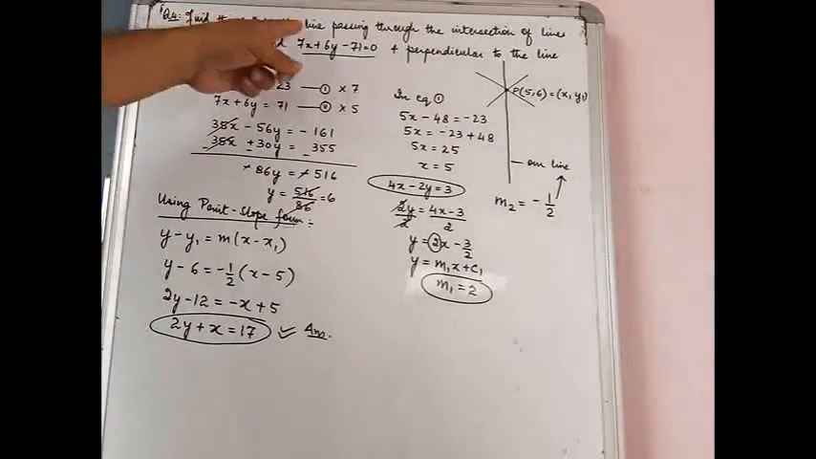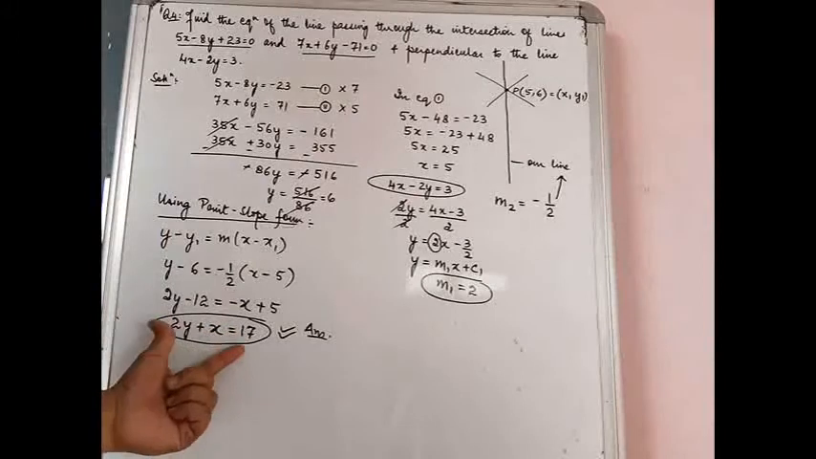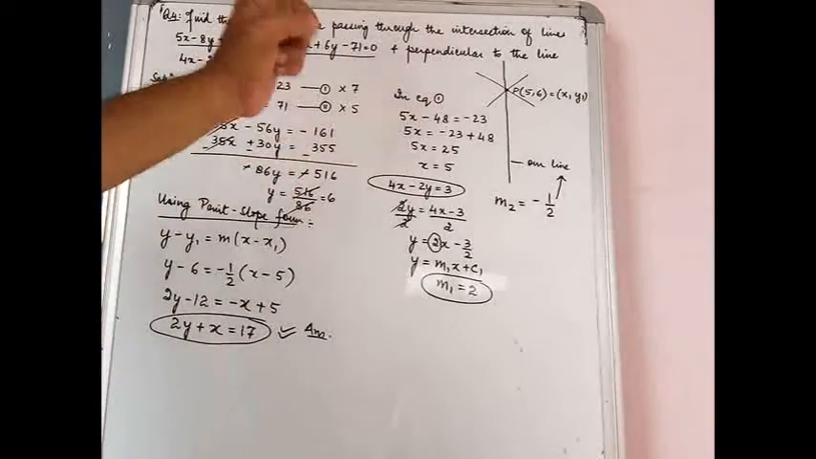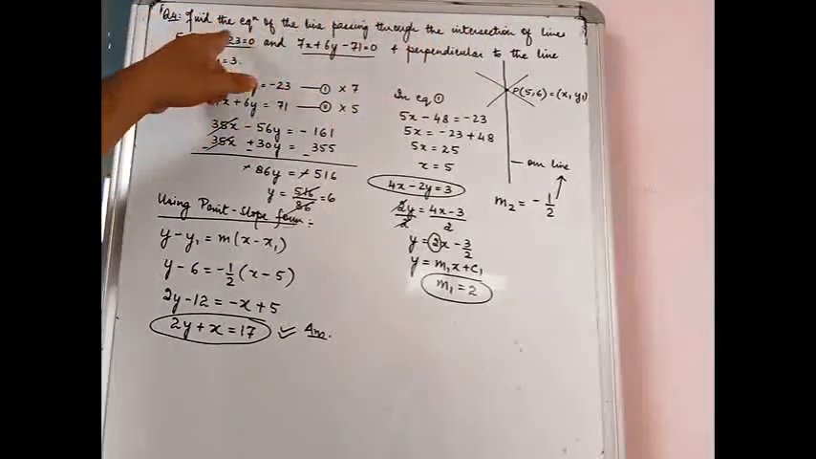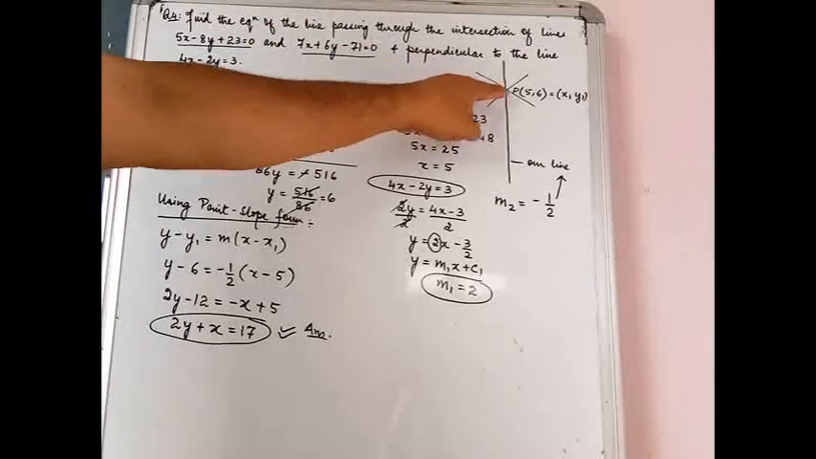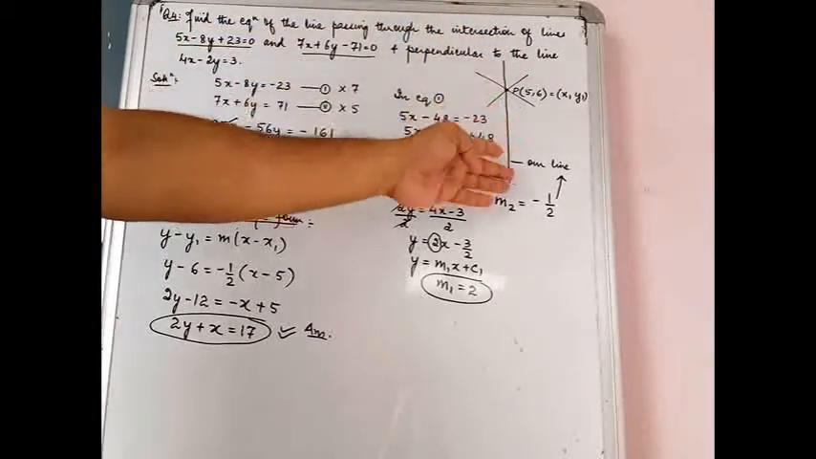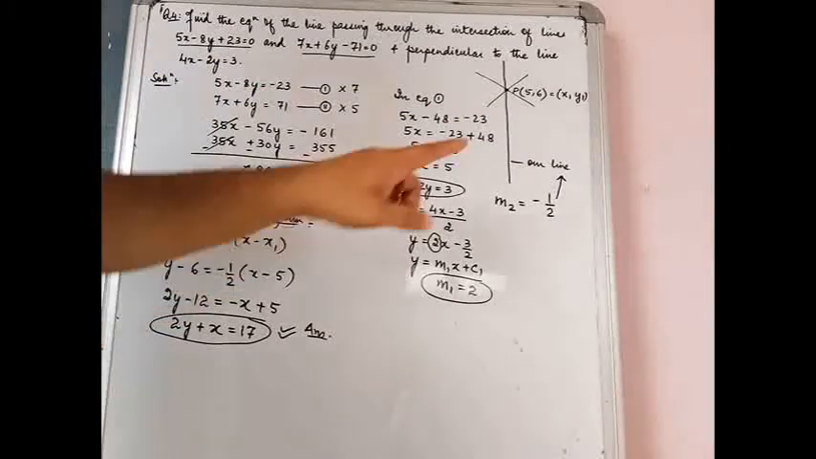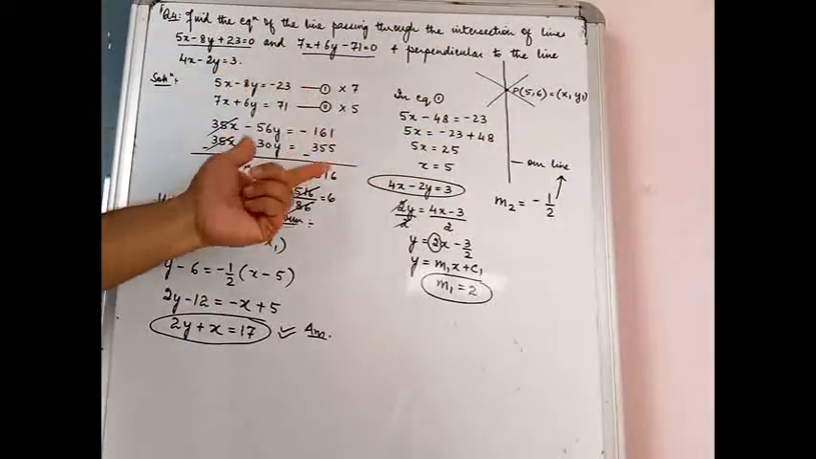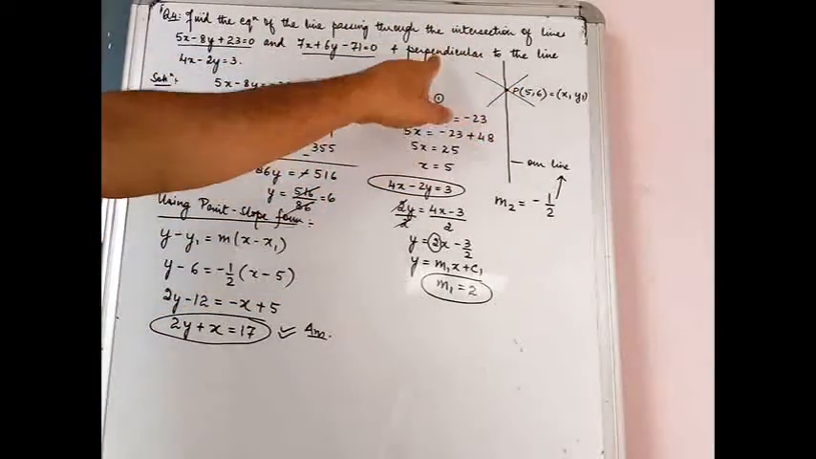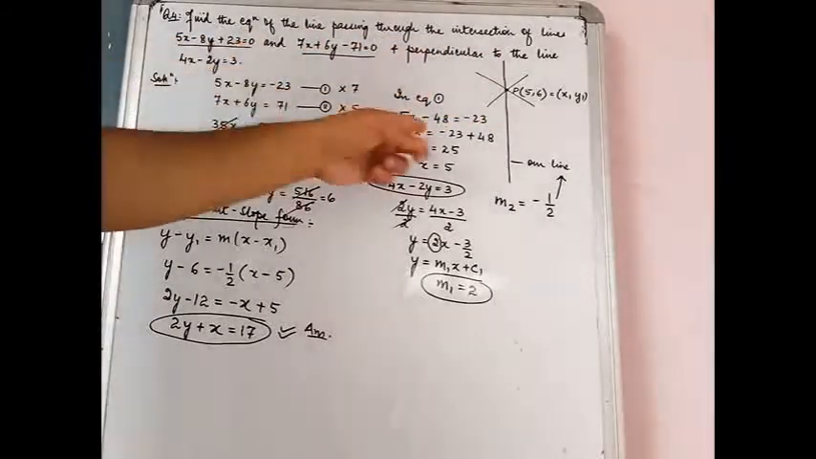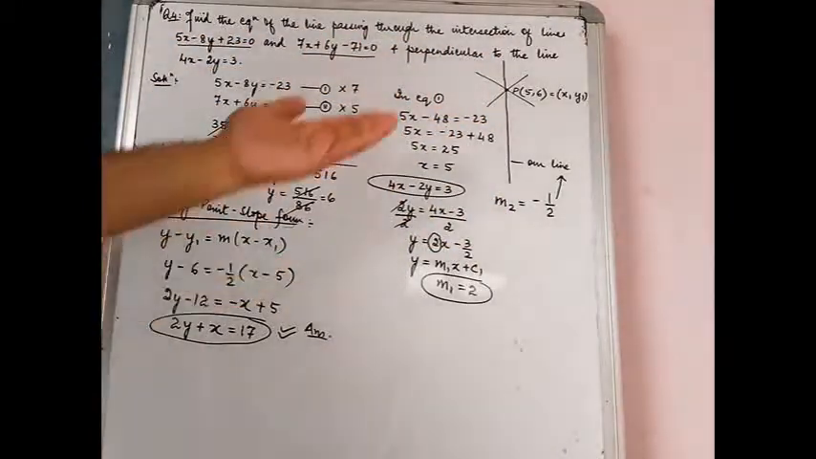So find the equation of the line. This is the equation of the line which was passing through the intersection of these two lines. As you can see, these two lines were intersecting. Our line is passing through the point of intersection. So we found the point of intersection first, and then we use the second part of the question to find out the slope of our line, depending upon the condition.